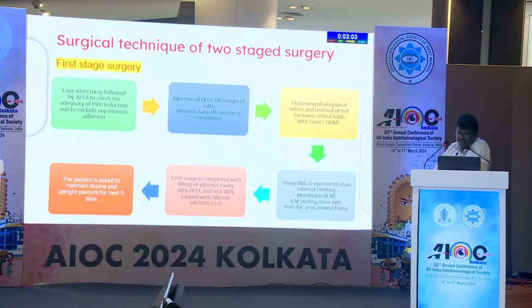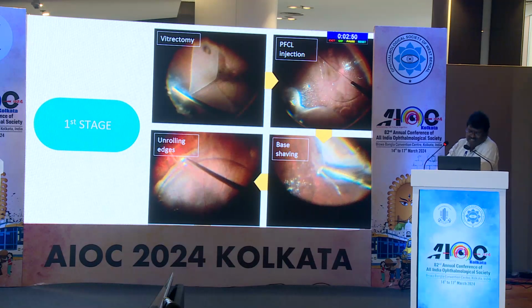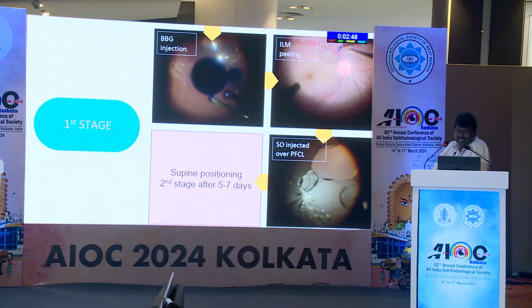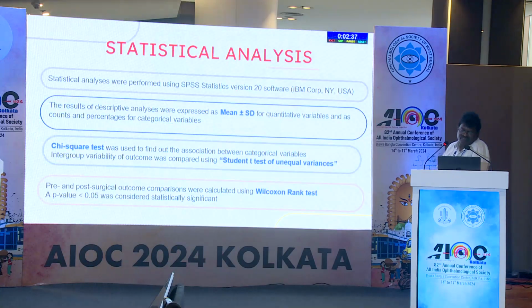Without PFCL is the conventional surgery, where we fill the vitreous cavity with silicone oil after the complete vitrectomy and endolaser in a single-stage surgery. These are the pictures after doing the base shaving. In cases where it is needed, we peel the ILM and then fill it with PFCL topped up with silicone oil, so that there is no movement of the PFCL into the anterior chamber. In the other arm, we just inject.